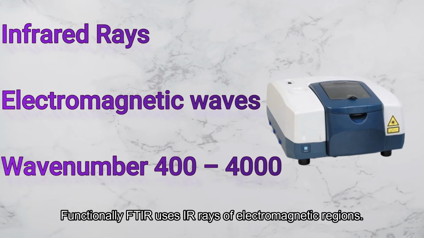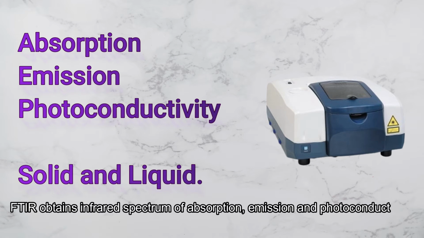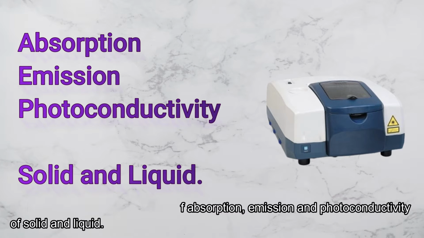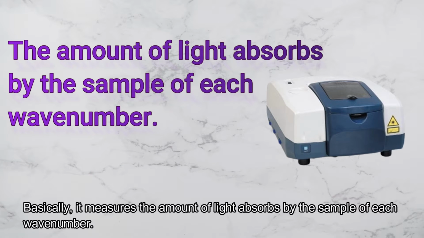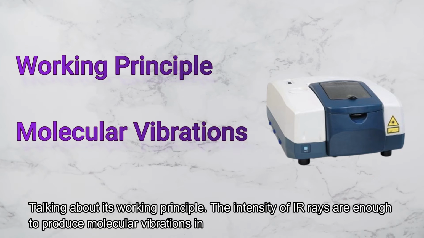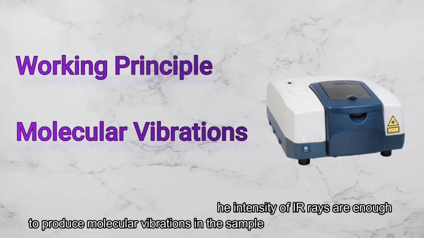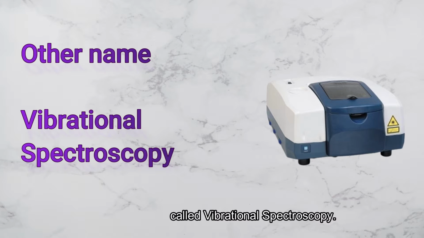Functionally, FTIR uses IR rays of the electromagnetic region with wave numbers ranging from 400 to 4000 cm inverse. FTIR obtains the infrared spectrum of absorption, emission, and photoconductivity of solid, liquid. Basically, it measures the amount of light absorbed by the sample at each wave number. Talking about its working principle, the intensity of infrared rays is enough to produce molecular vibrations in the sample, hence it is also called vibrational spectroscopy.